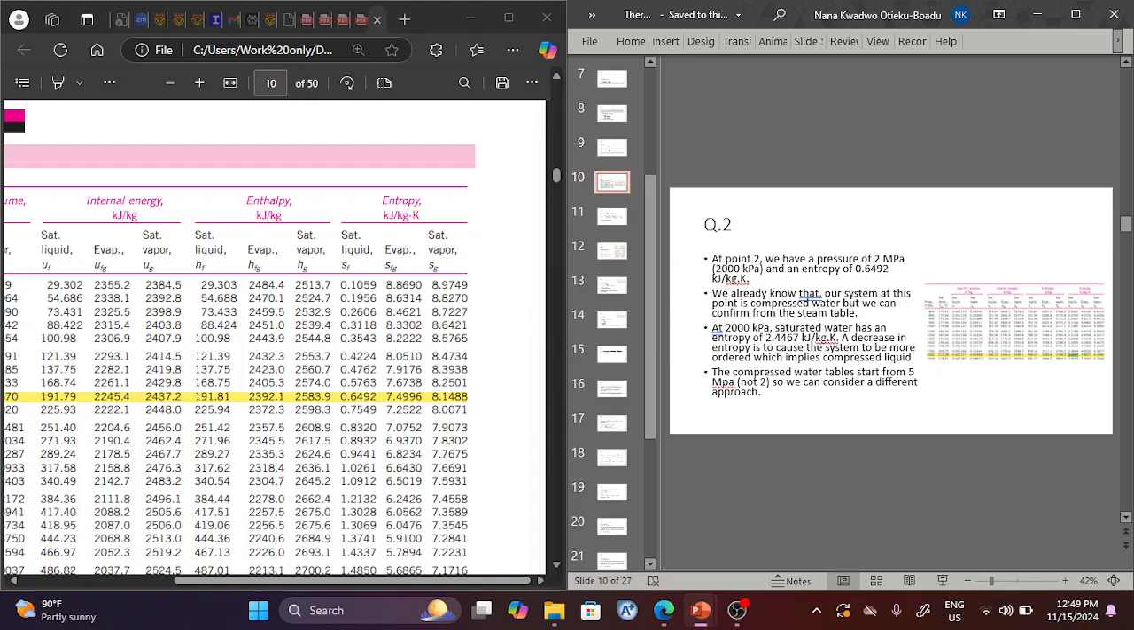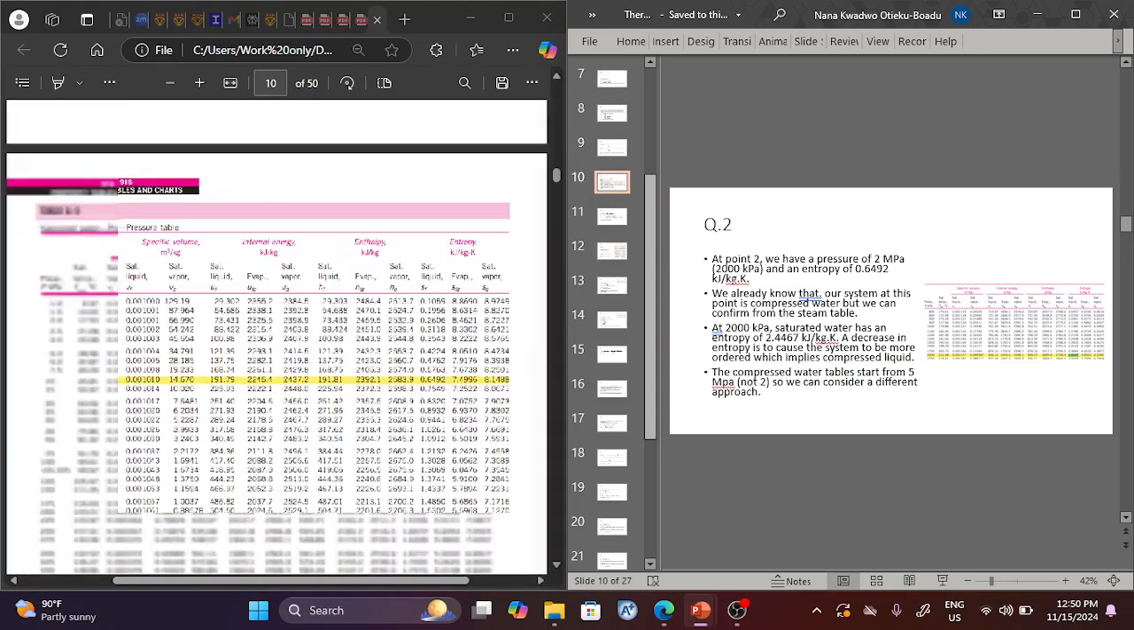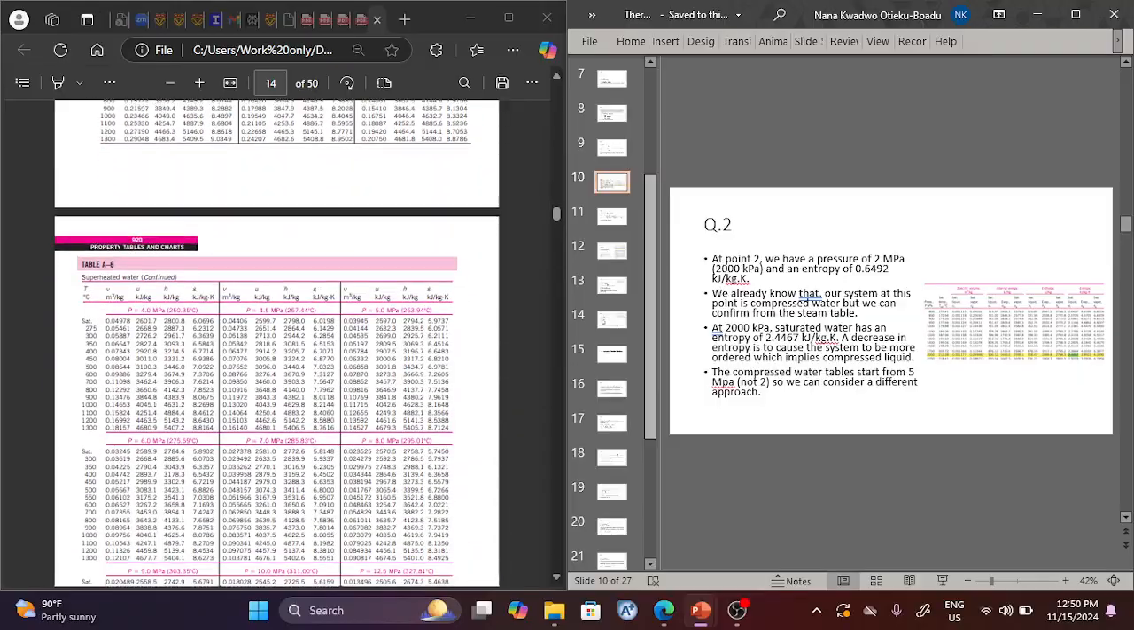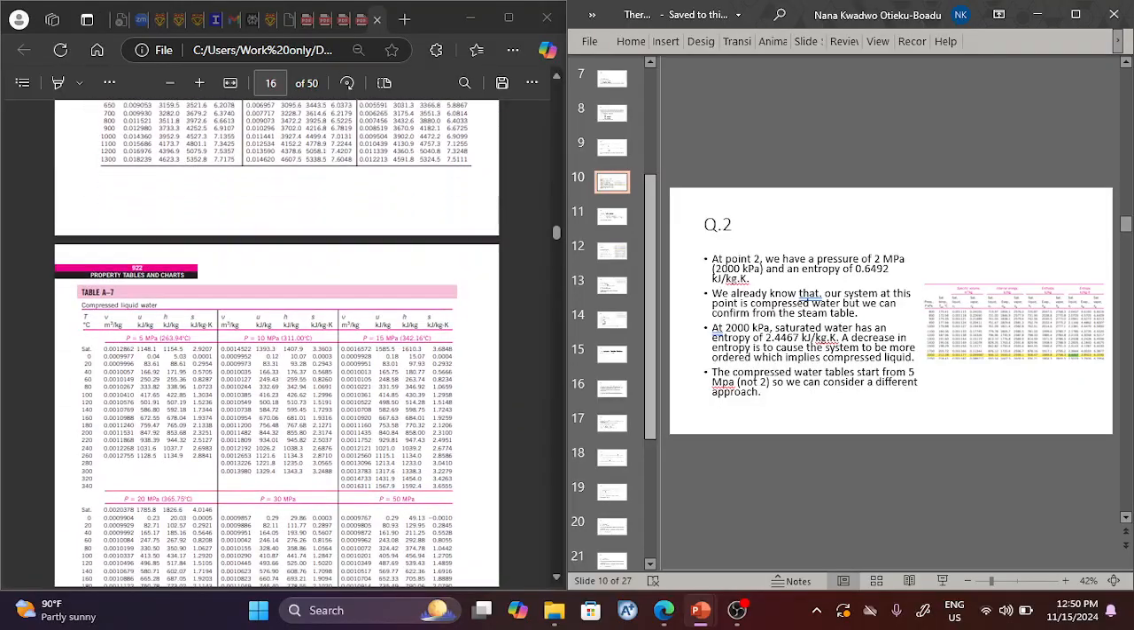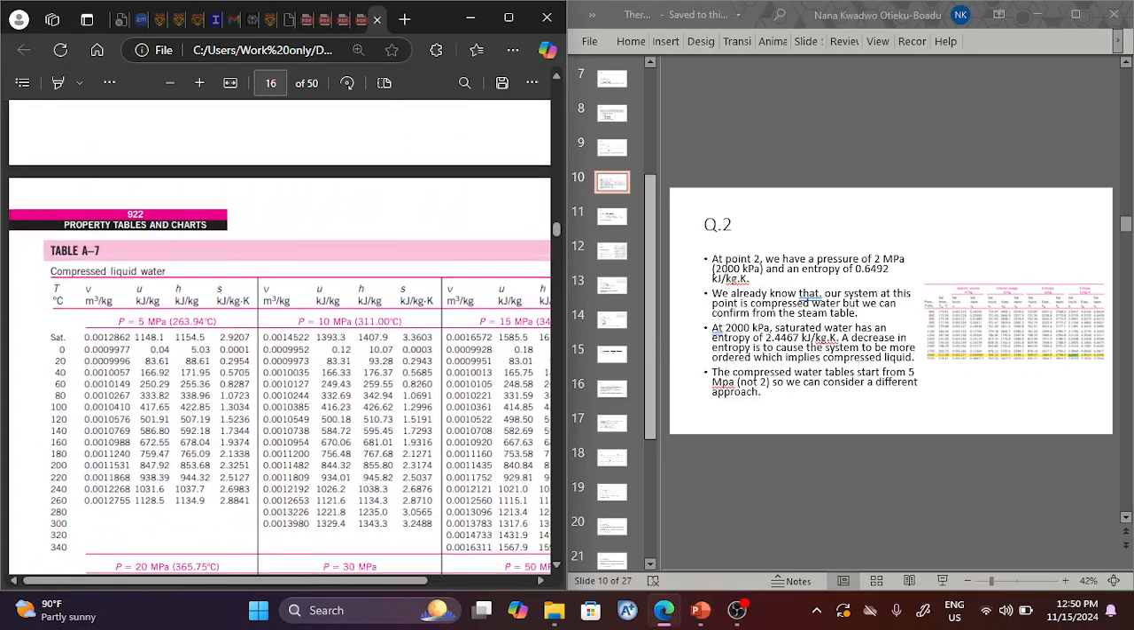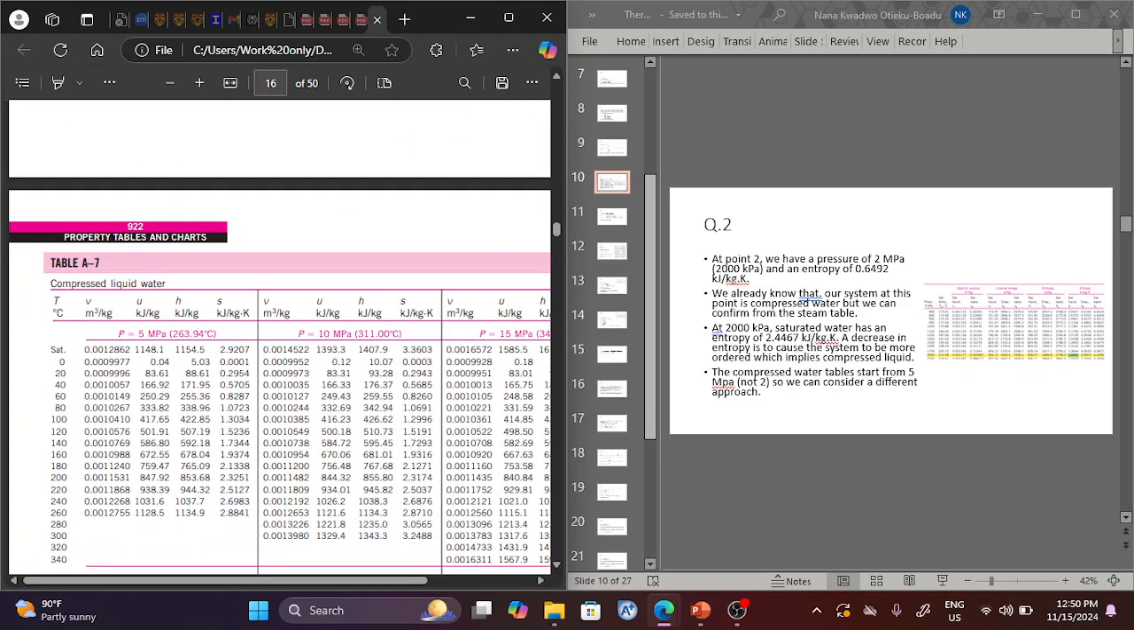And then the problem is that, remember we said that at point 2 is compressed liquid. So we should check the compressed part of the steam table, so that's here, right? Realize that we don't have up to 2 megapascal. 2 megapascal is way below what we have in our system. So that's what I was just trying to say from this slide, that we can't find the value easily. So it means we need a different approach, right?